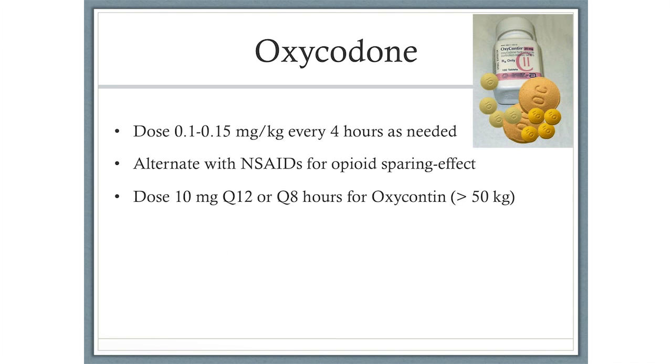The dose is about 0.1 to 0.15 milligrams per kilo every 4 hours. And I typically try to alternate it with nonsteroidals or Tylenol just for any opioid sparing effect. And for OxyContin, for kids over about 50 kilos or so, the dose is about 10 milligrams every 8 to 12 hours.